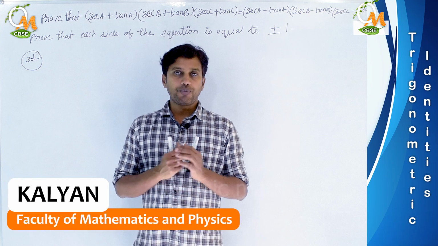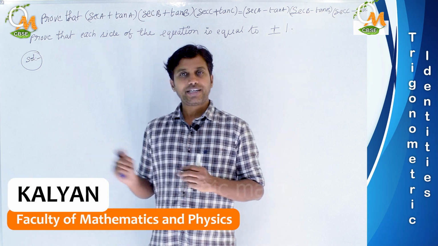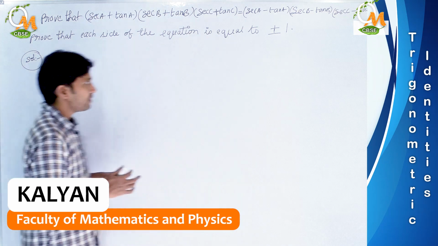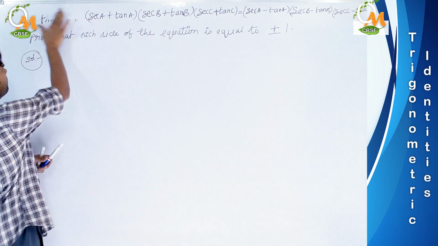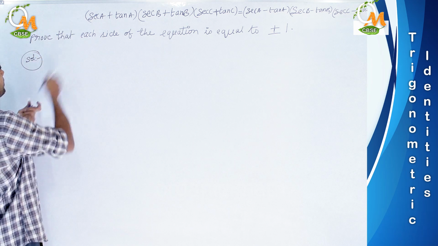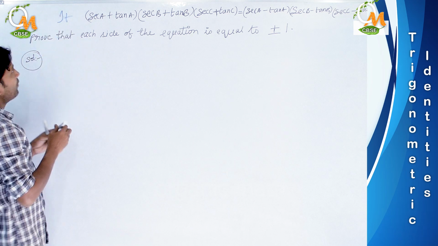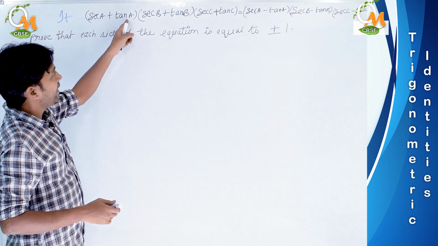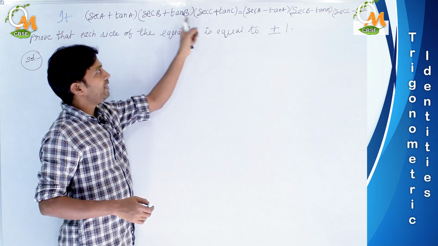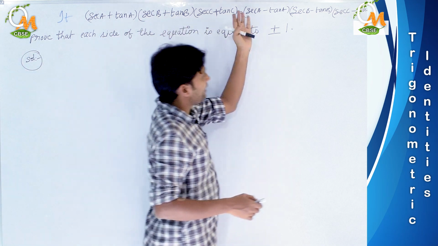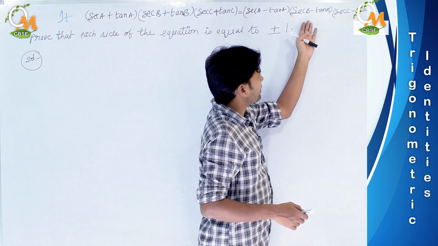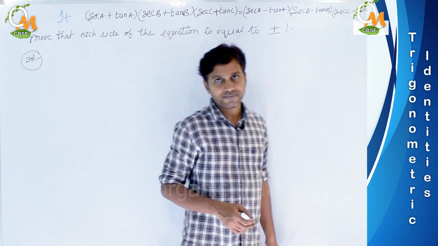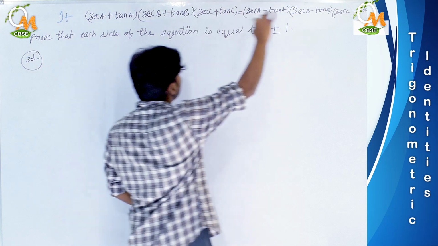So let us do one more problem on trigonometric identities. Let us see what the problem is. Here we have given that, if (secant A plus tan A) into (secant B plus tan B) into (secant C plus tan C) equal to (secant A minus tan A) into (secant B minus tan B) into (secant C minus tan C). This is the given condition.